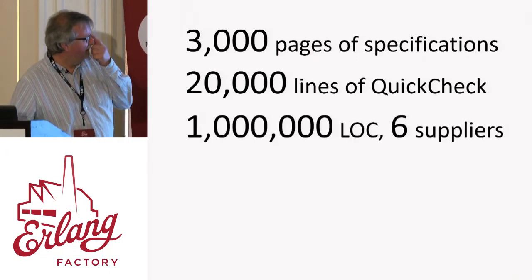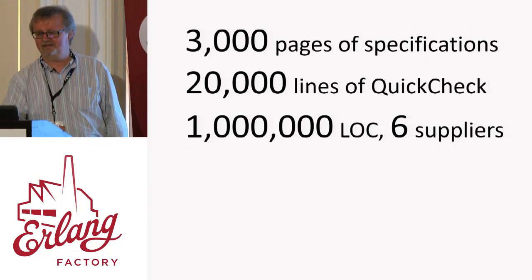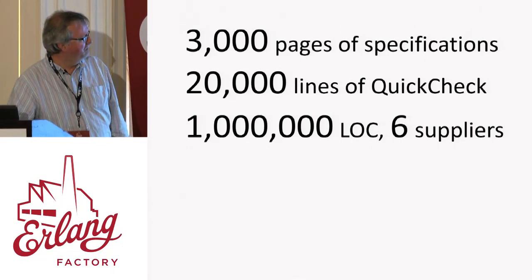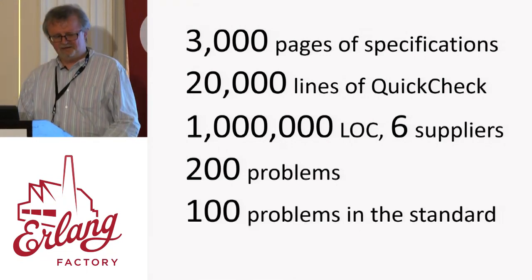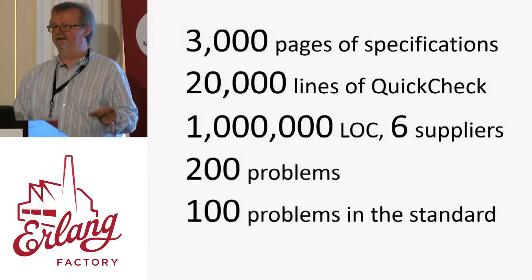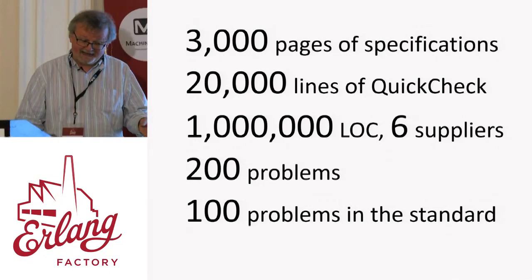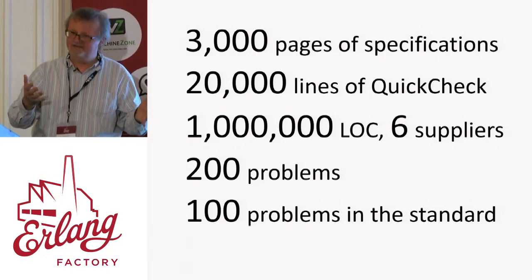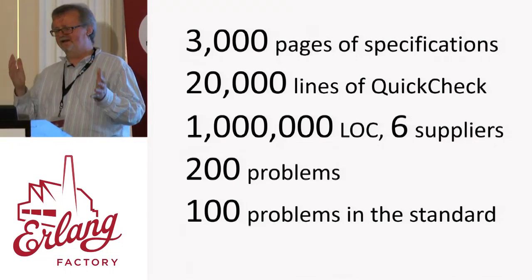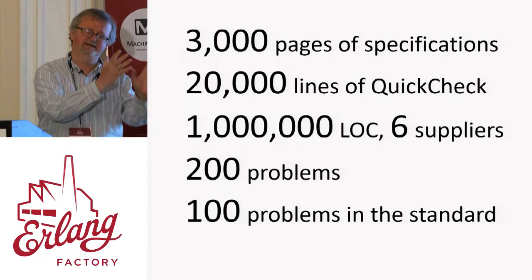We tested about 1 million lines of C code from 6 different suppliers, and we found more than 200 problems, of which more than 100 could be classified as problems in the standard. You could have a requirement that said one thing and then a paragraph afterwards explaining it that said something different. So just because something is called a standard, it doesn't make it right.